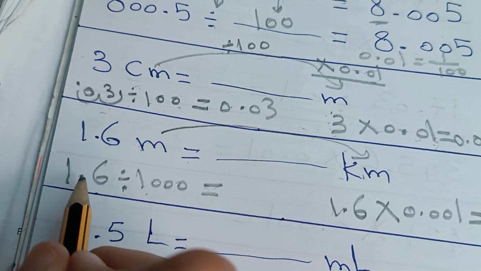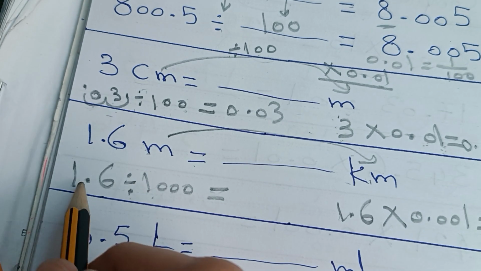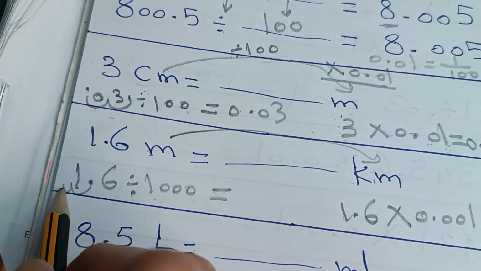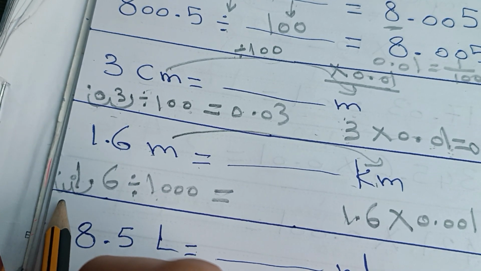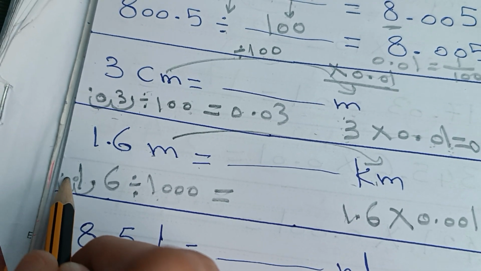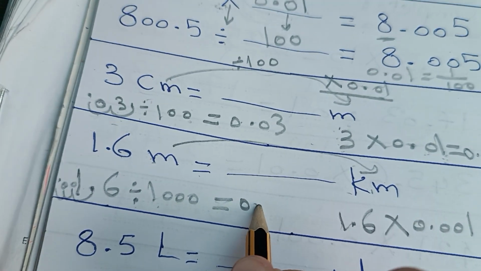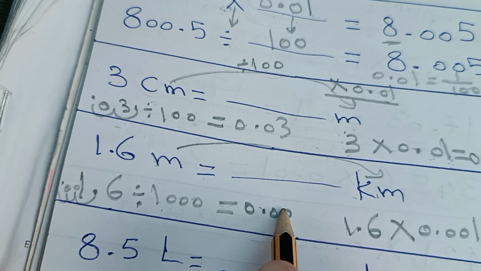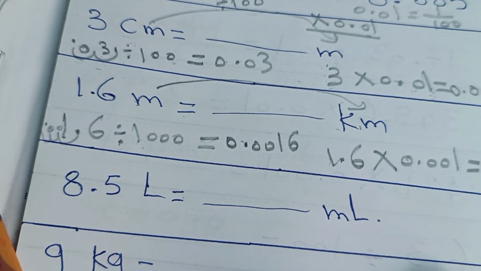Dividing by thousands, I will move the decimal point to the left 3 places: 1, 2, 3. So it will be here. I have 2 empty places, so the answer will be 0 here, and the decimal point, 0.0016. This is 16 ten-thousandths.